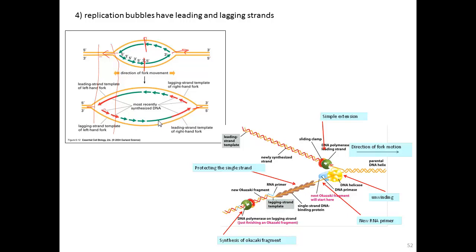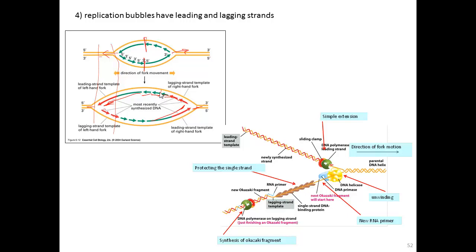Because DNA is always synthesized from 5 prime to 3 prime, and the template strands are anti-parallel, the DNA synthesis mechanisms will be anti-parallel. You'll have a leading strand, 2 leading strands in a replication bubble, and lagging strands, which synthesize a strand of DNA, jump ahead, synthesize back, jump ahead, synthesize back.